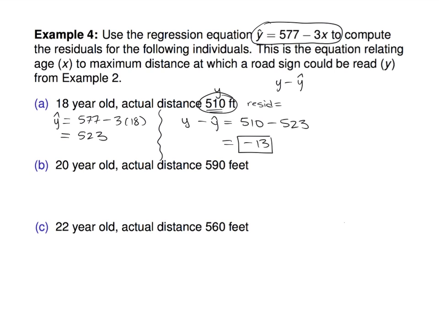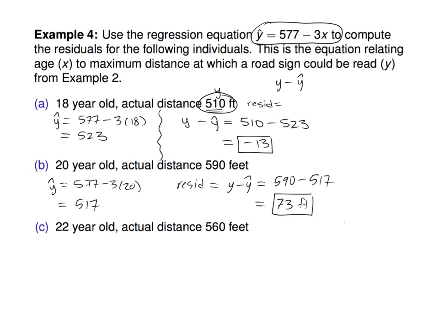Okay, so for a 20-year-old, you just plug in and find y hat, right? Let's just do one more because it's really pretty redundant. So y hat is 577 minus 3 times 20, which works out to be 517. Resid, y minus y hat, is 590 minus 517, or 73. So he can see 73 feet further away than the average person, right? I think we can skip part C because you guys get the idea, right? Okay.